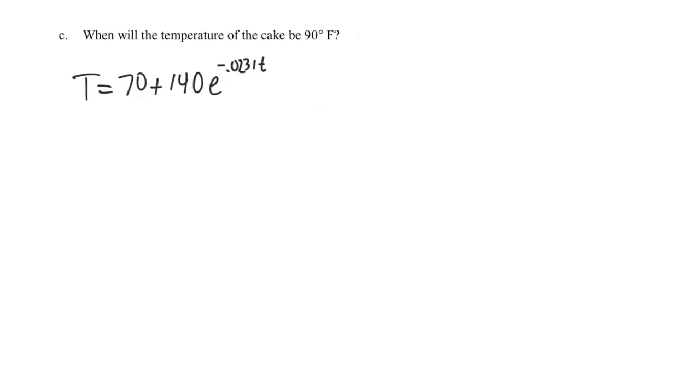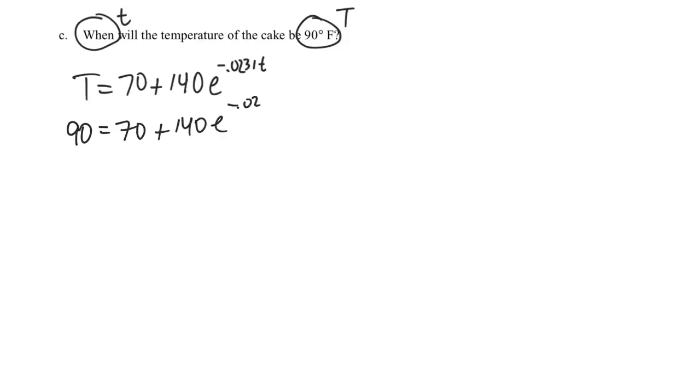Okay, in part C, I've also copied over the equation from part A so that we can use it to answer this question, which is asking when. That automatically tells me I'm looking for lowercase t. The temperature of the cake will be 90 degrees Fahrenheit, so that's going to be my capital T. I'm going to plug 90 in for capital T, copy down the rest of my equation, and start trying to solve for lowercase t. I have to isolate my exponential expression, this term right here, which means I've got to first get rid of the 70 by subtracting it to the other side.